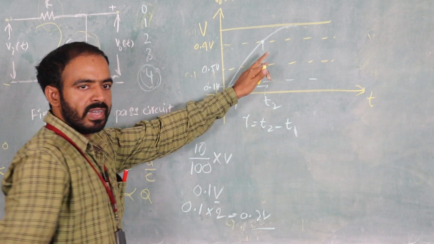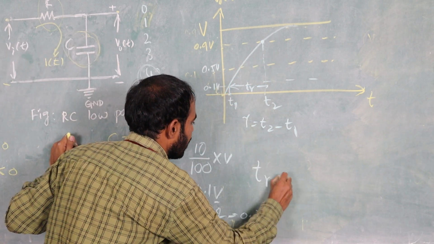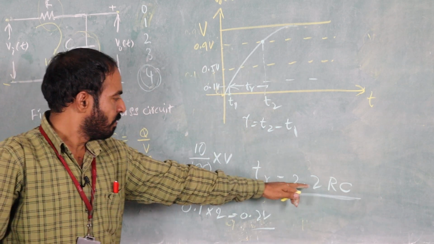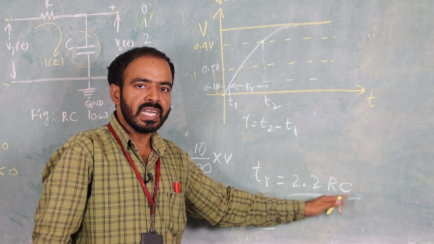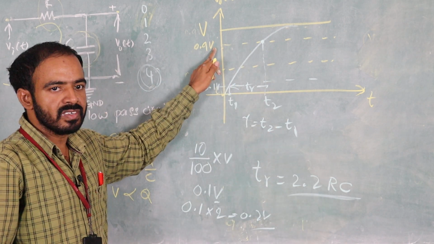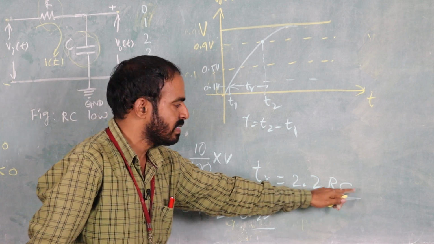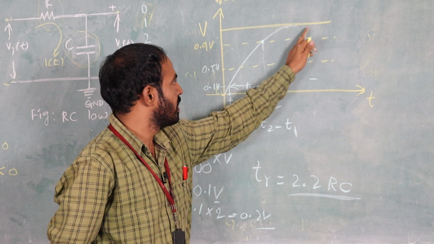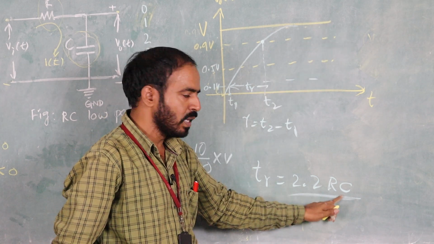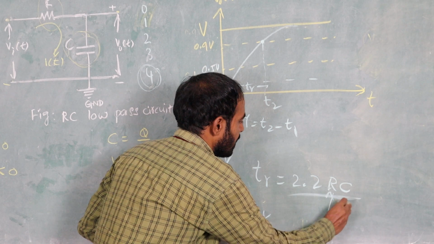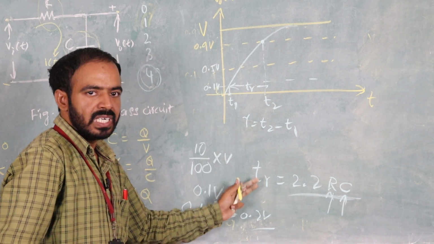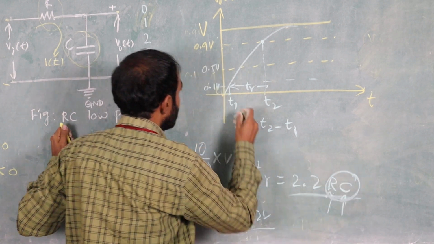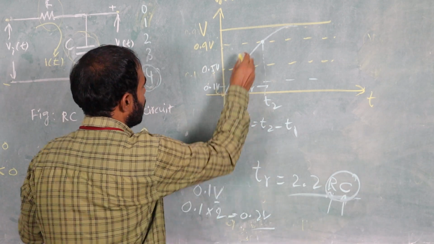Based on the RC values, what is the equation for rise time? TR equals 2.2 RC. If the RC value is small, within less time it will reach 90% of its final value. Based on the R and C components, if you take the maximum value, it takes the maximum time to reach the final value. If R and C values are small, within less time it will reach the final value.